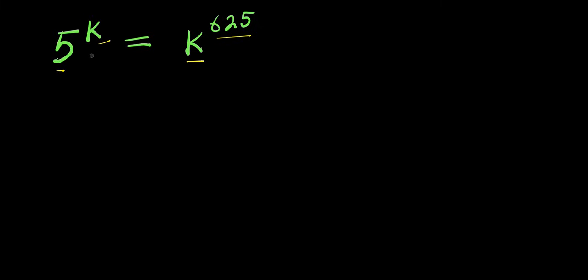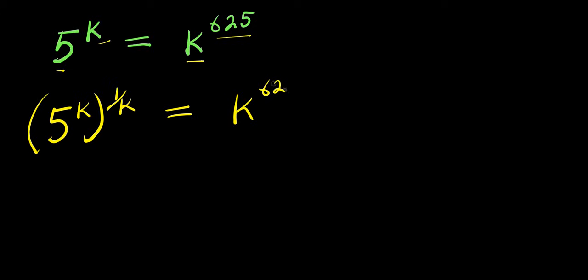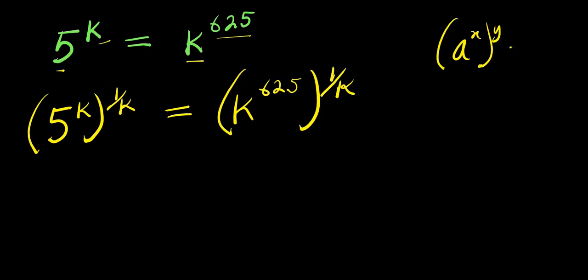Now, to achieve that, we are going to multiply each part of this exponent by 1 over k. This is 5 to the power of k raised to the power of 1 over k. This equals k to the power of 625, and this is raised to the power of 1 over k. Now, if you have a to the power of x raised to the power of y, this equals a to the power of x times y. So we multiply this and multiply this.